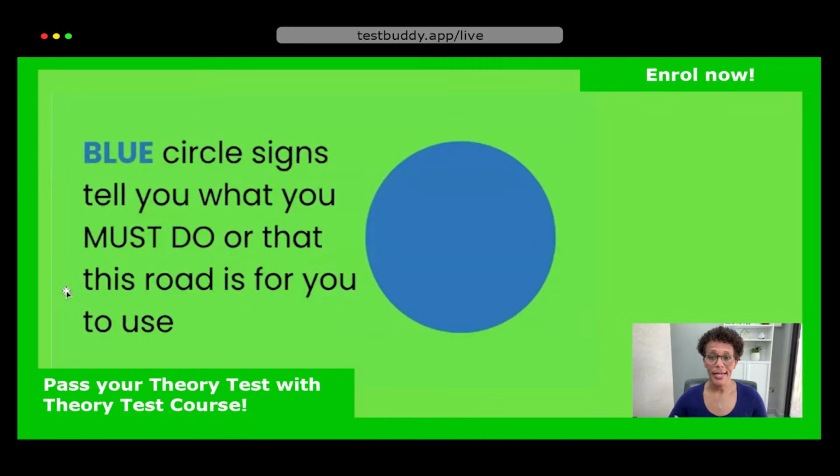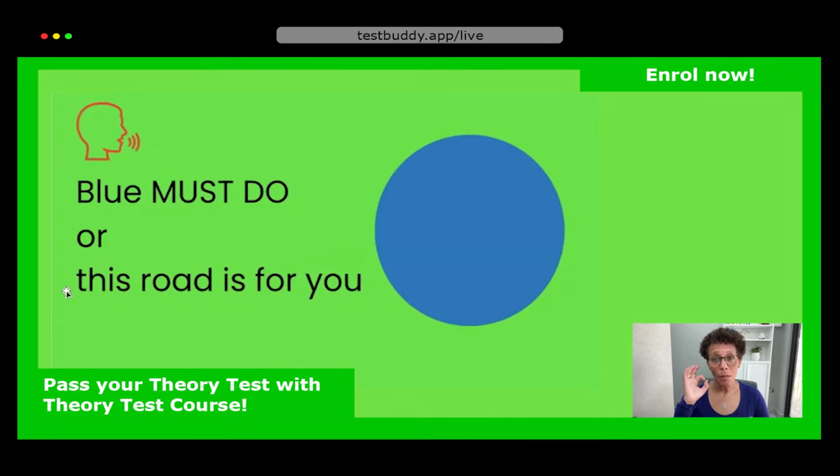Blue circle signs tell you what you must do, or that this road is for you to use. So just say it out loud. Say, blue must do, or this road is for you. Say that out loud, then you can remember what every single circle sign is telling you. It's telling you what you must do, or that this road is for you to use. Blue must do, or this road is for you.